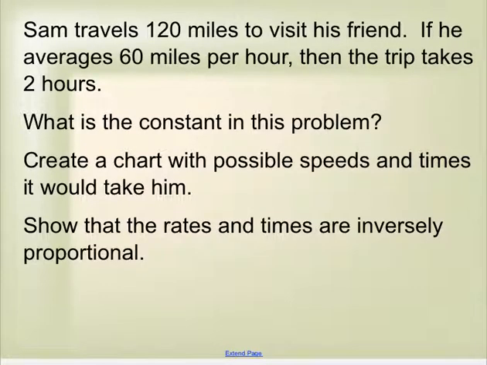Let's try this one. Sam travels 120 miles to visit his friend. If he averages 60 miles per hour, then the trip takes 2 hours. What's the constant in this problem? Well, it seems that the constant in this problem is actually how many miles it takes to get to this person's house. So we would say the constant is 120 miles because it looks like his rate is not always going to be constant. So we're going to create a chart with the possible speeds and times it would take him, and we're going to prove then that these are inversely proportional.